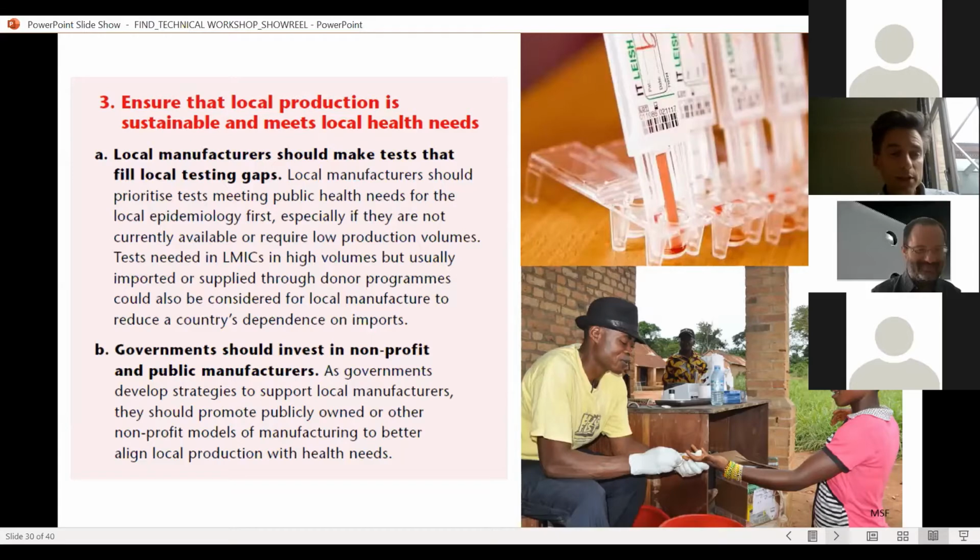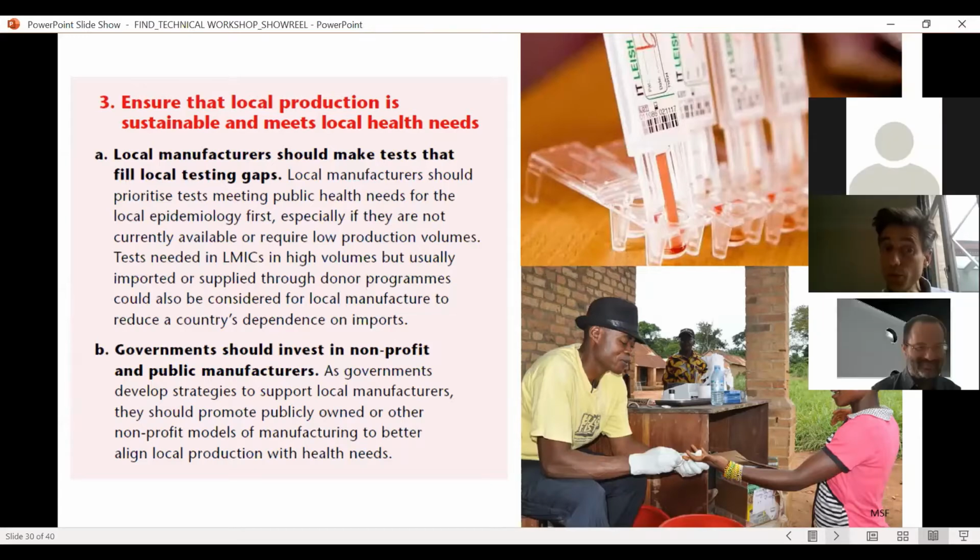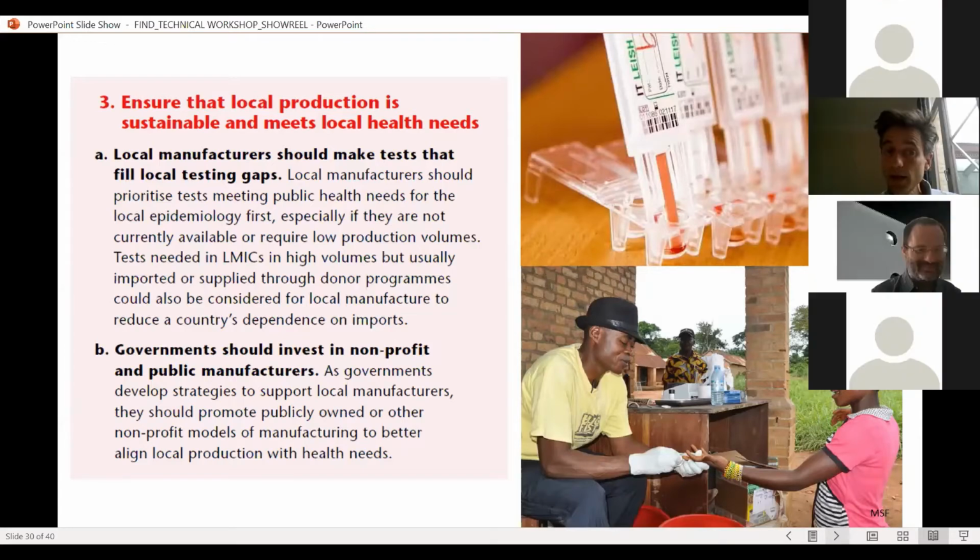And the second recommendation is that government should invest also in non-profit and public manufacturers, because if we want to have a sustainable supply, a sustainable local production that do meet the local health needs, profit shouldn't be the driver. The local health needs should be the driver. And non-for-profit business models, public business models could help in that. And we do have examples.